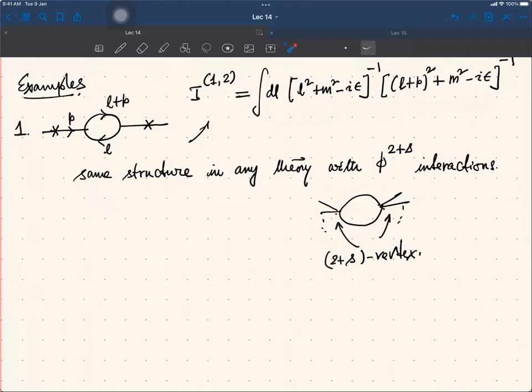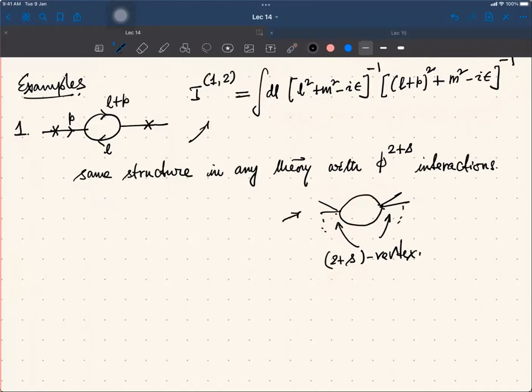And in any theory, any polynomial, I have drawn it for phi cube, but for higher n's, so 2 plus s, where s is greater than or equal to 1. So in all such theories, this will appear universally as a subgraph. It will sit inside the graph. Take any value of s, any phi to the power n, n greater than or equal to 3. You will generically have diagrams where this will sit inside, and correspondingly you will have to evaluate this mathematical expression.